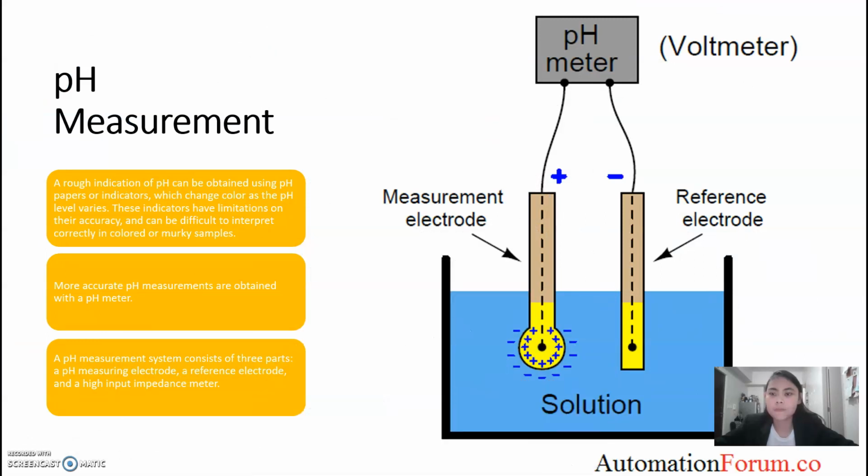pH measurement. A rough indication of pH can be obtained using pH papers or indicators, which change color as the pH level varies. These indicators have limitations on their accuracy and can be difficult to interpret correctly in colored or murky samples. More accurate pH measurements are obtained with a pH meter. A pH measurement system consists of 3 parts: the pH measuring electrode, a reference electrode, and a high input impedance meter.